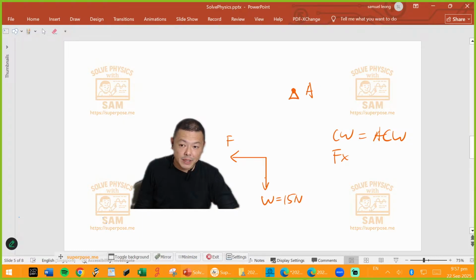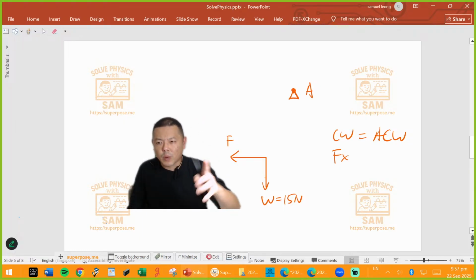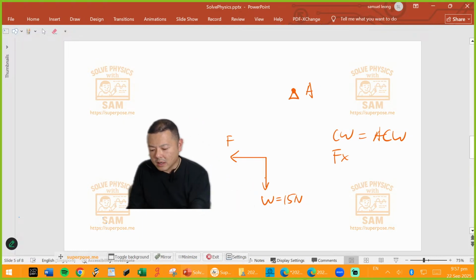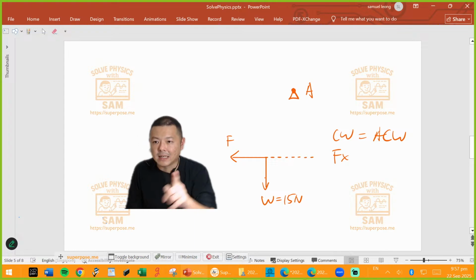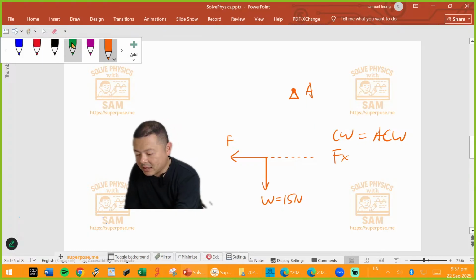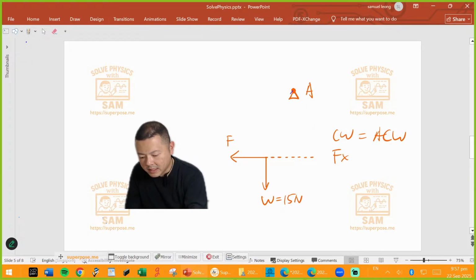Force times what distance? How do I find the distance? It's always line of action to the pivot. So the line of action of the force is this dotted line here. That's the line of action of the force. So the distance I need will be this distance here.